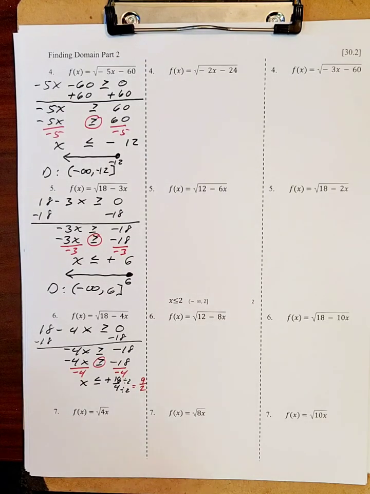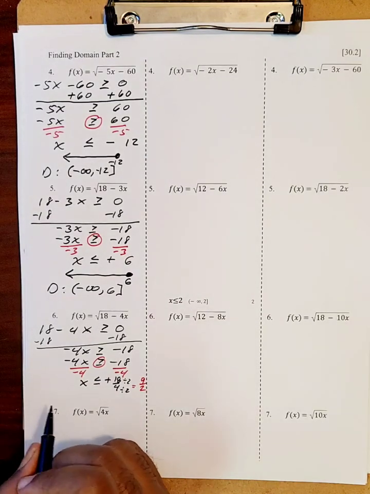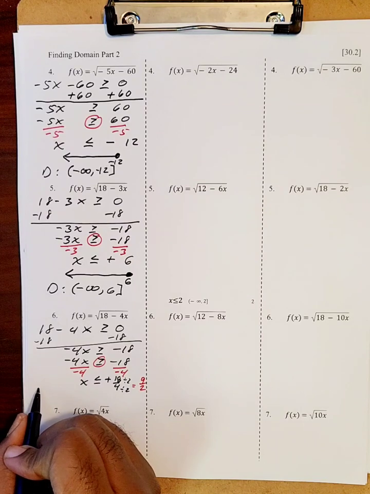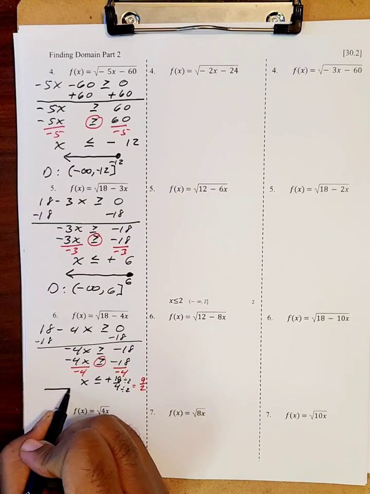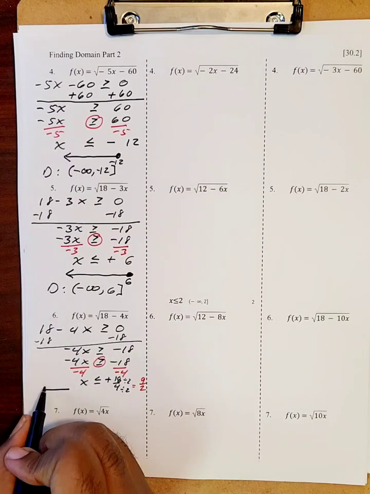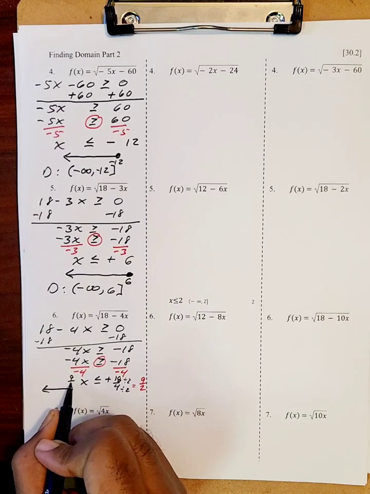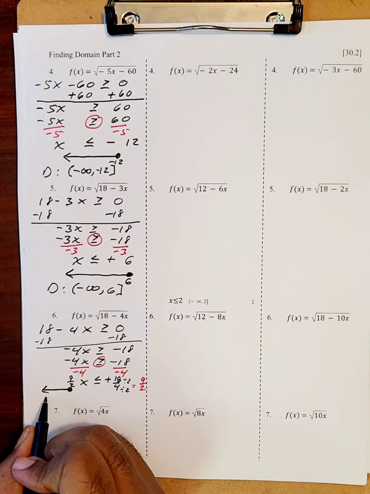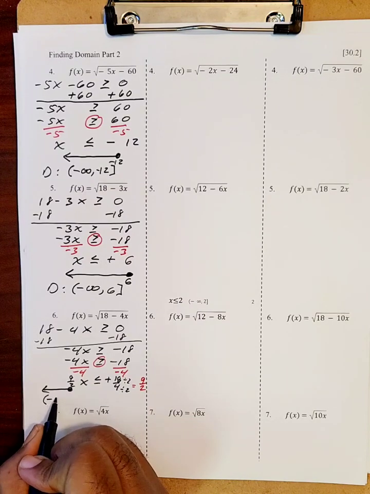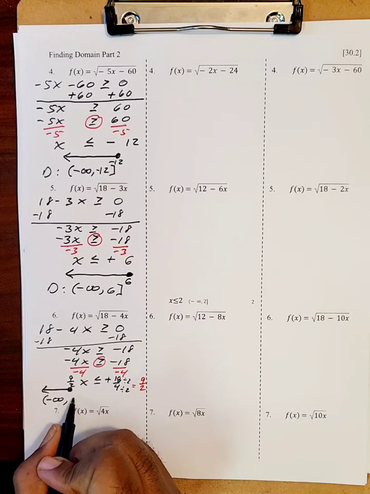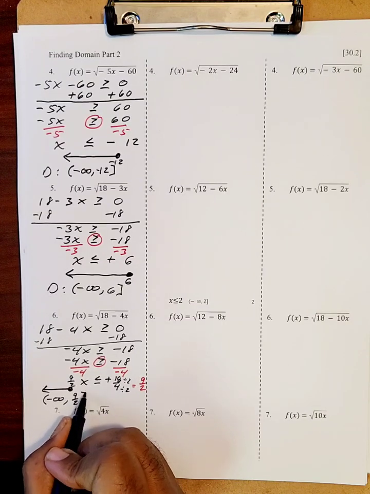Okay, so the graph of this will look like a line segment here, less than, we'll go to the left, closed circle on 9 over 2 here, and our graph will be parentheses to the left with negative infinity, 9 over 2 on the right with a bracket.